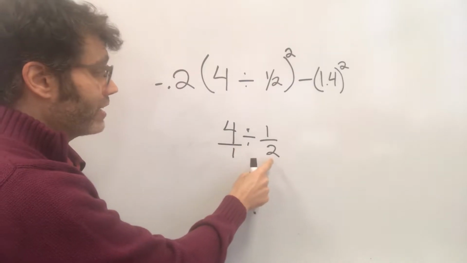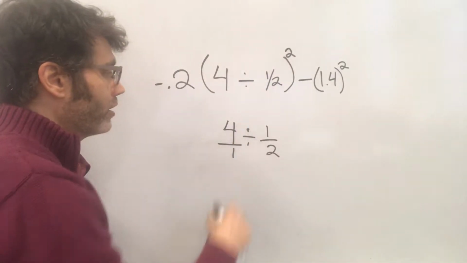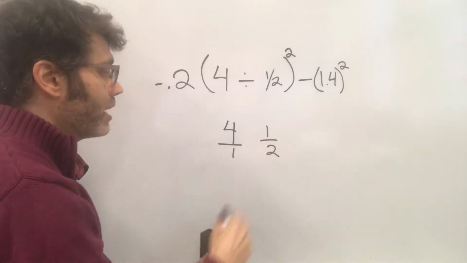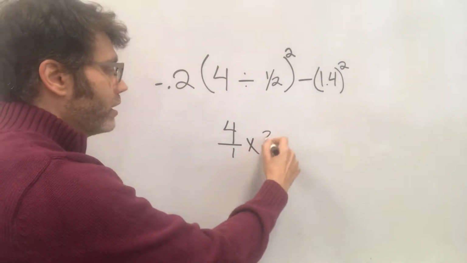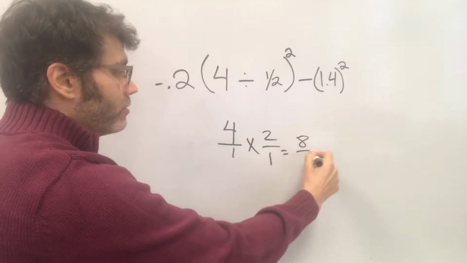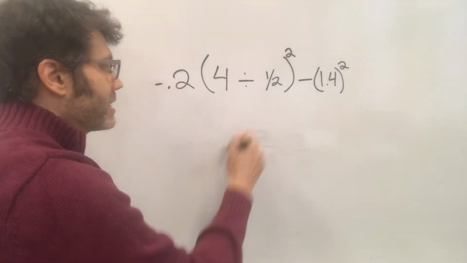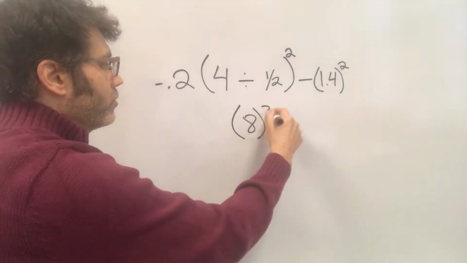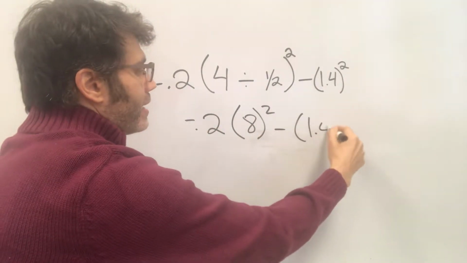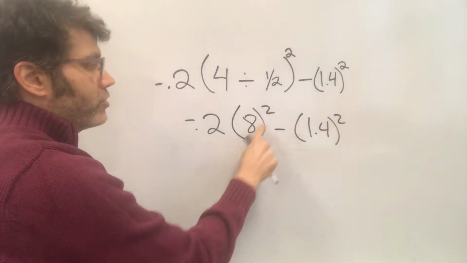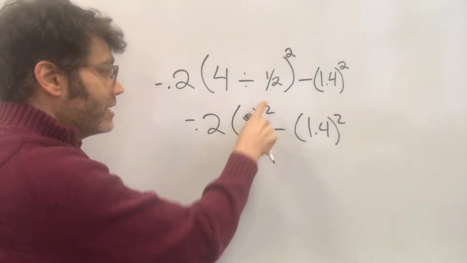So now we're dividing one fraction by another. So we're going to keep the 4, and then we're going to multiply by the reciprocal of 1/2, which is 2 over 1. And that's 8 over 1, or just 8. So everything in this parentheses is equal to 8. All right? We're going to square that and bring that down. Now 8 squared, now we can do the exponents in PEMDAS, so that's 8 squared.